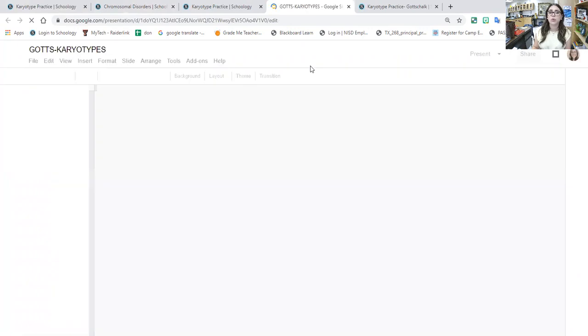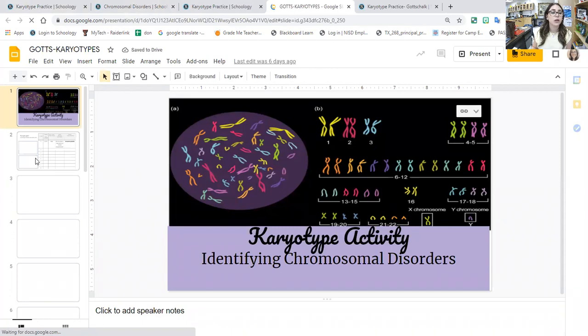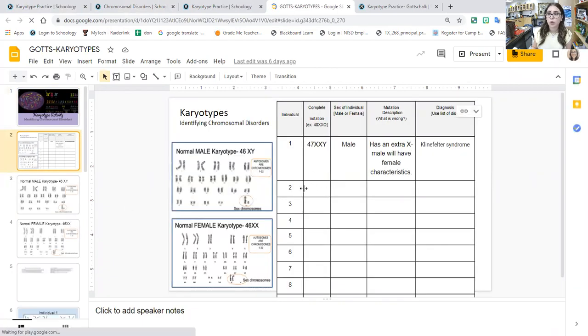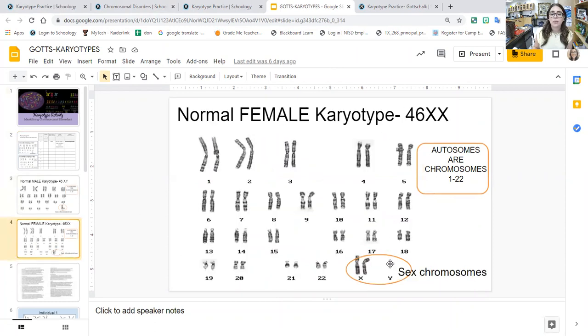Now, in the slides activity, I had already done one of the karyotypes with you. So here's where you're going to collect your information on this main page. I also list a normal male karyotype, and you know that it's male because the 23rd pair has an X and a Y. They clearly don't look identical to one another. And then you have a female karyotype. Again, you know it's female because it has 2 X's.